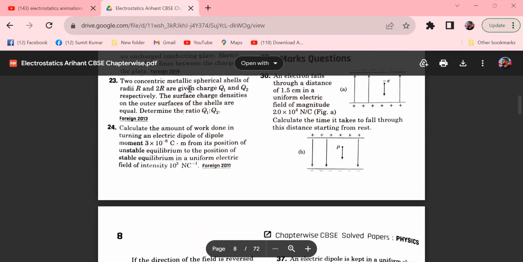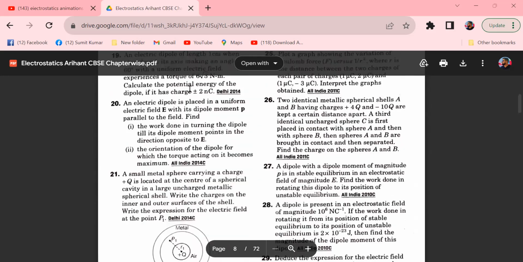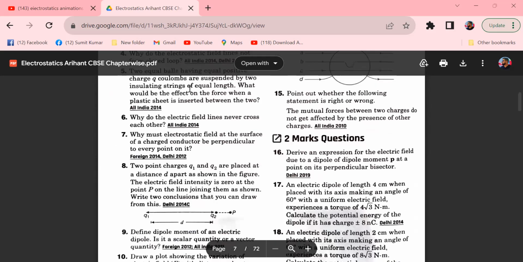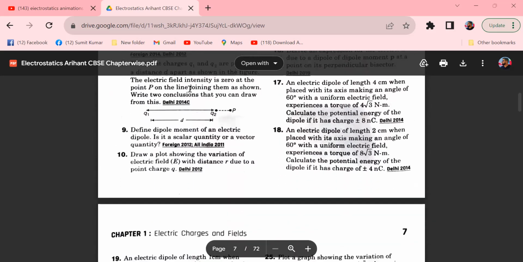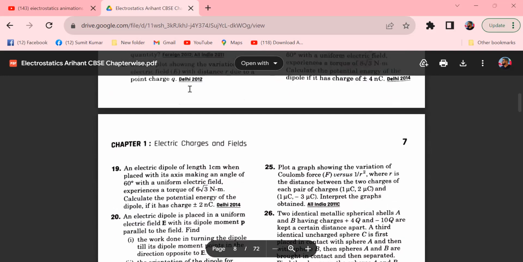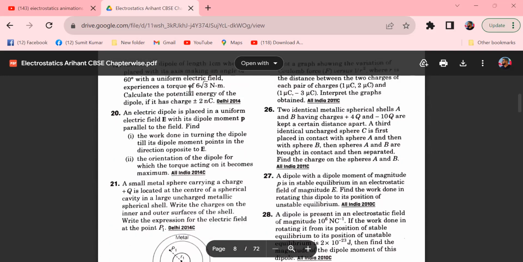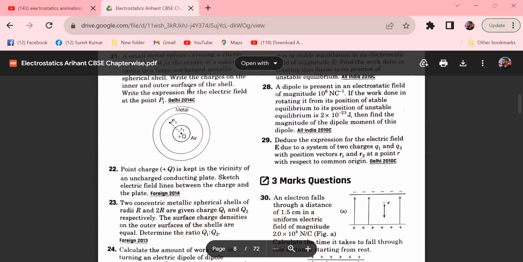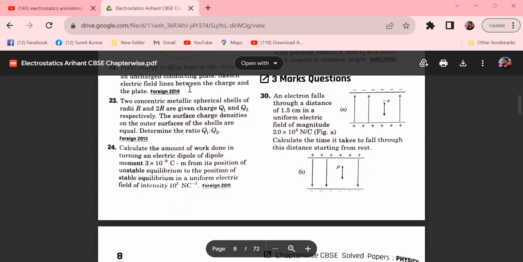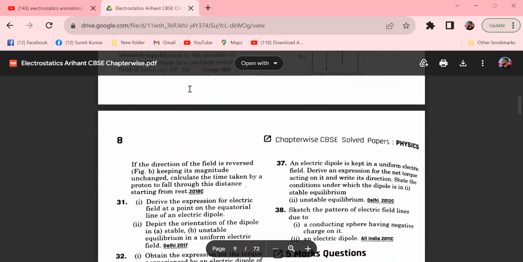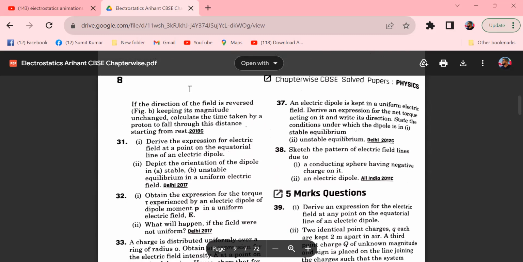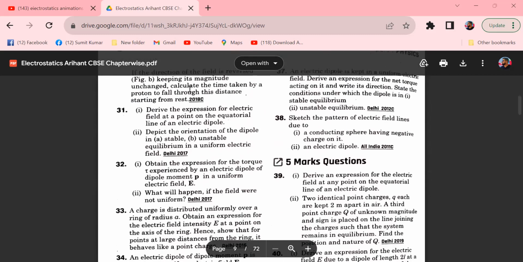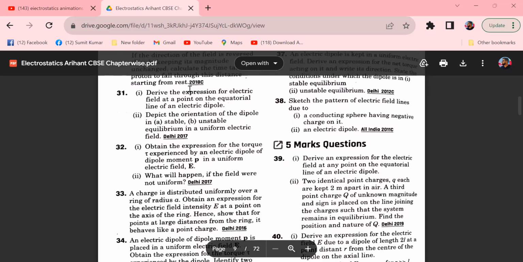If you look here, a 2 marks question for electric field due to a dipole. Electric dipole, question number 18. You can see, no? So many questions on dipole. A dipole with a dipole moment of magnitude p. A dipole is present in an electrostatic field of magnitude 10 to the power 6. Getting it, guys, everyone? Yes? Electric dipole kept in a uniform field. Derive an expression for the electric field at a point on the equatorial line of an electric dipole. Axial line of an electric dipole. Derive an expression for the electric field at a point on the equatorial line of an electric dipole.